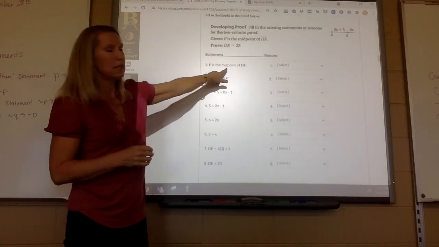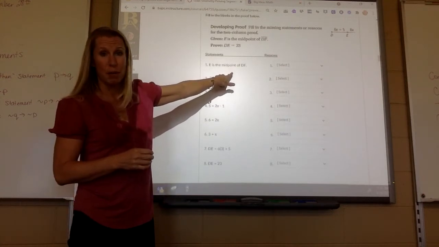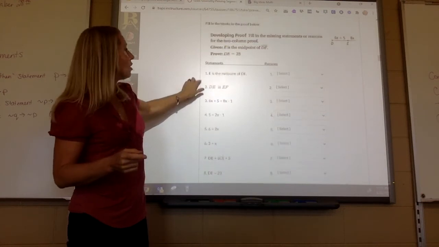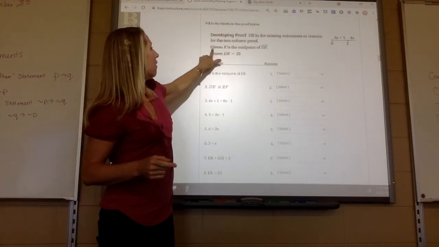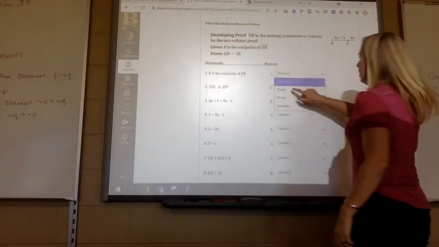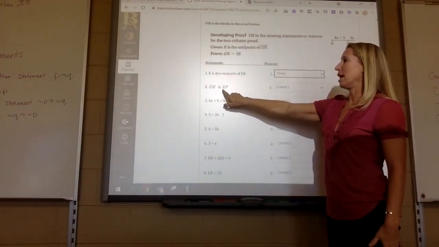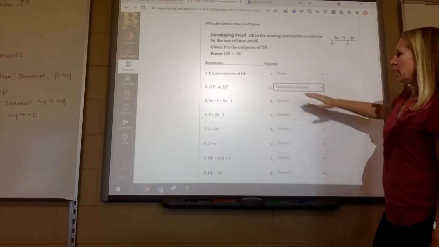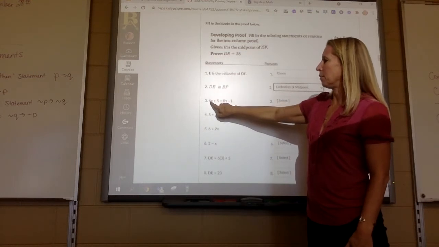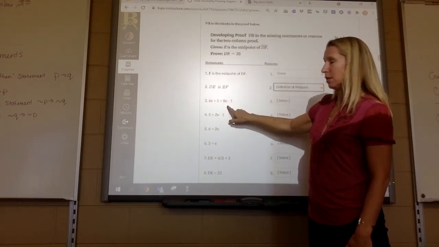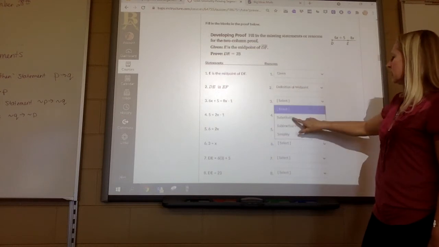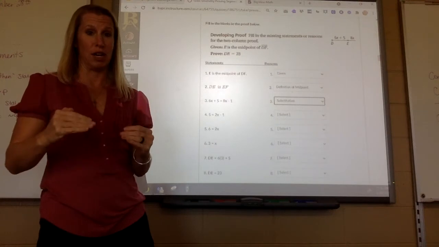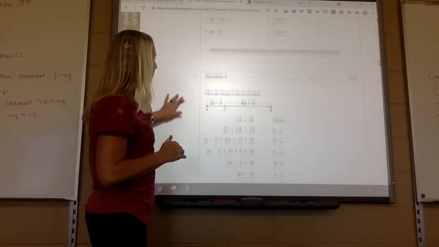Remember, anytime there's a word in a proof, like midpoint, the next line is definition of that word. So this first one, E is the midpoint of DF, that's a given. But then this, see how there's a word? The next line is always definition of that word, definition of midpoint. And then what's it called when you replace something with something else? Substitution. And then you work through the problem and decide, what did I do to get from here to here? What did I do to get from here to here?